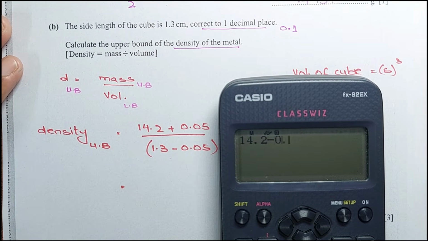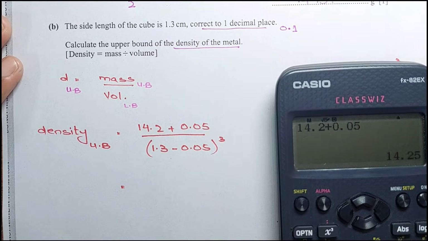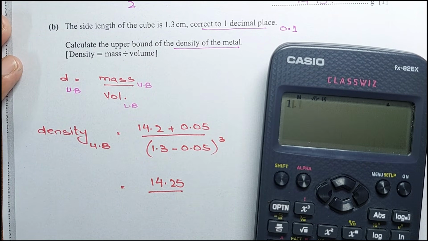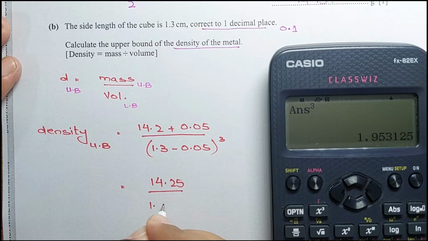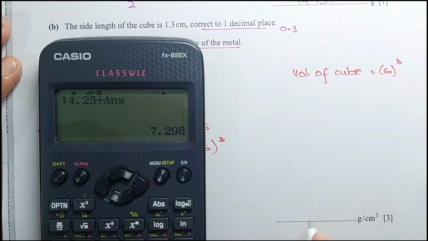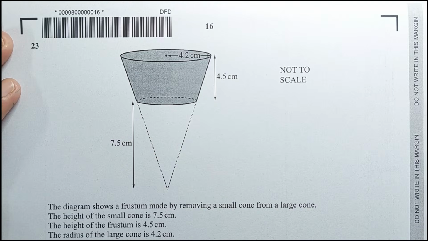14.2 add 0.05, this is 14.25, over 1.3 minus 0.05 and take its cube. This is 1.953. 14.25 divided by the answer is 7.296 grams per centimeter cube. That is the density. Question number 23.